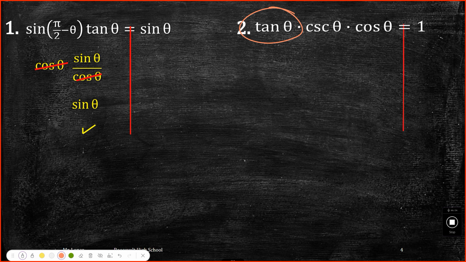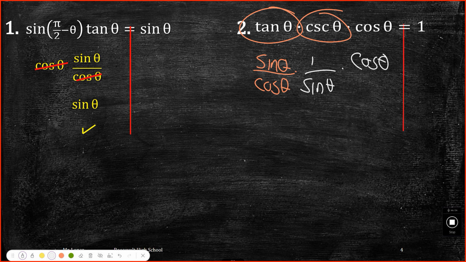Why do I keep using tangent so much? Tangent. Sine theta over cosine theta. What's cosecant theta? What's cosecant theta equal to? 1 over sine theta? Cosine theta, leave it alone. What are we going to do now? Cancel, cancel. What else? Cancel, cancel. What's the answer? Not 0. You're like 0. No, it's not. It's 1. And we're done. 1 is equal to 1.